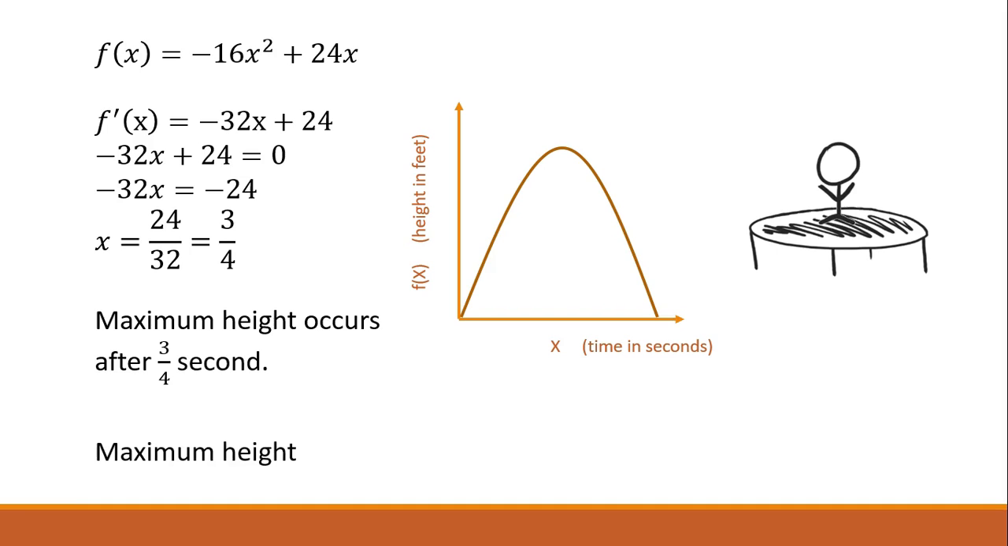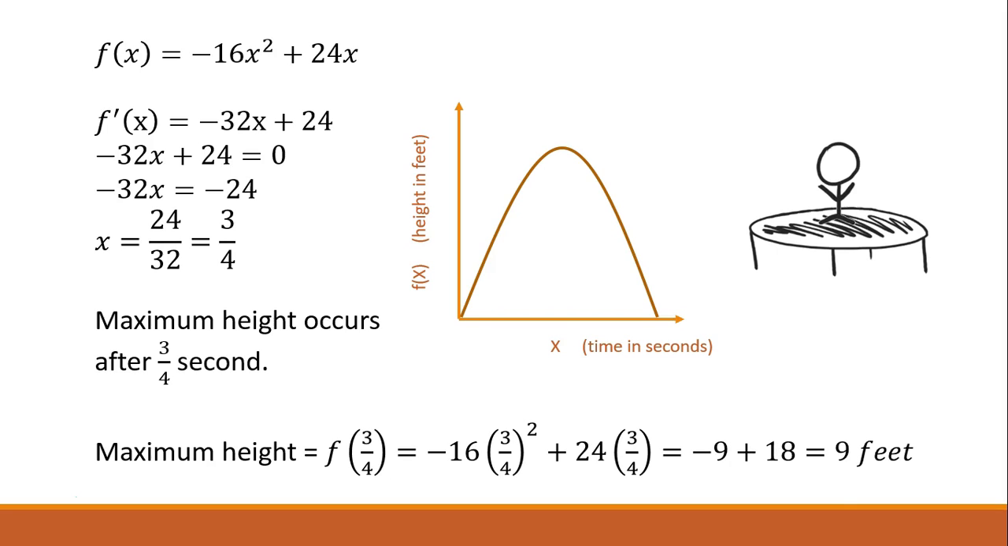To find the maximum height, we want to know how high she is at 3/4 of a second. So we want to know f of 3/4. F of 3/4 we find by substituting 3/4 into our function, and we'll find that her maximum height is 9 feet. So the vertex of this graph is at (3/4, 9), where 3/4 means 3/4 of a second after she started to jump, and 9 means 9 feet in height.